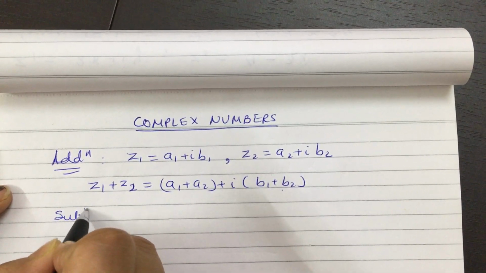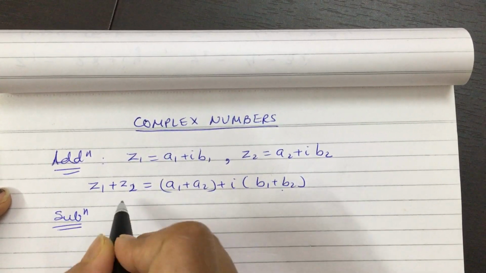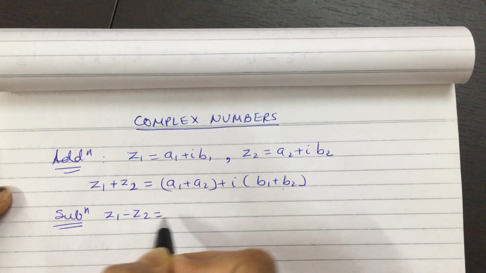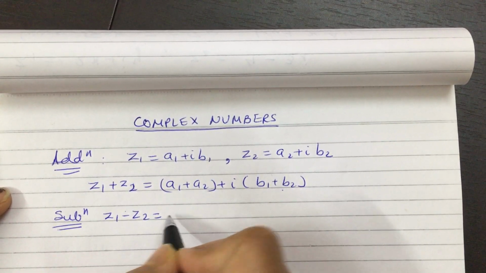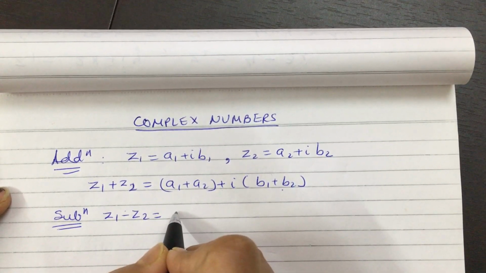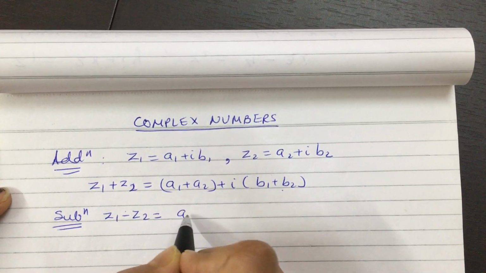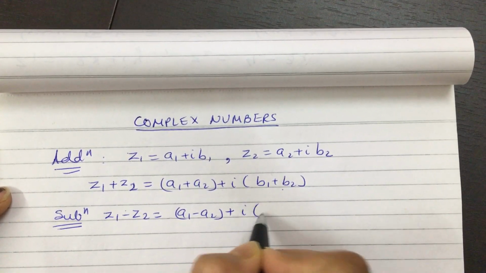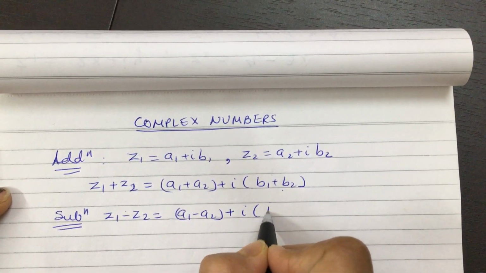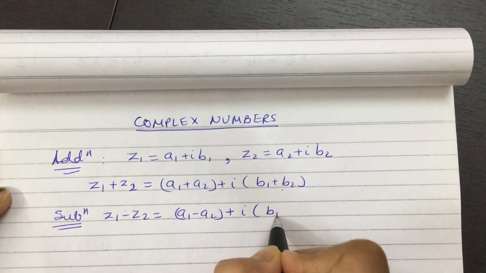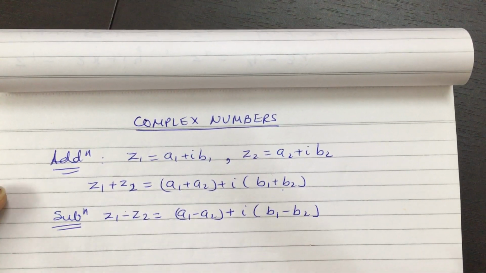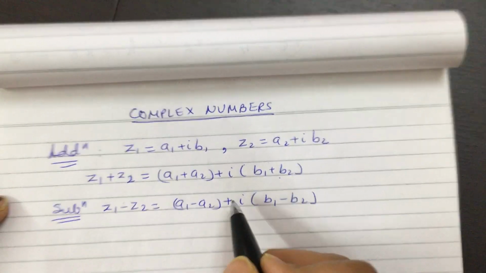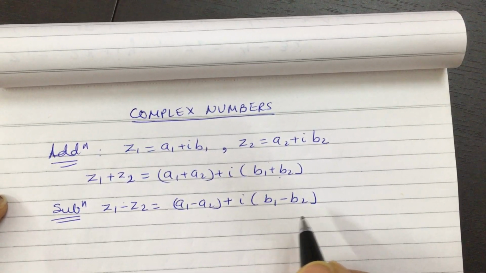In the same way, if you consider subtraction, then subtraction of two complex numbers is also another complex number having the real part as the difference of the two real parts and the imaginary part as the difference of the two imaginary parts. So both addition and subtraction are themselves complex numbers.